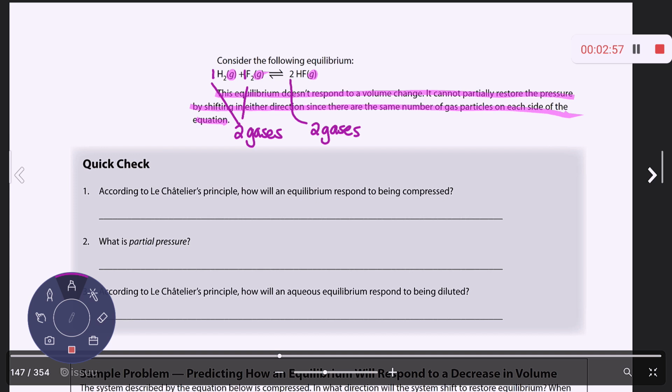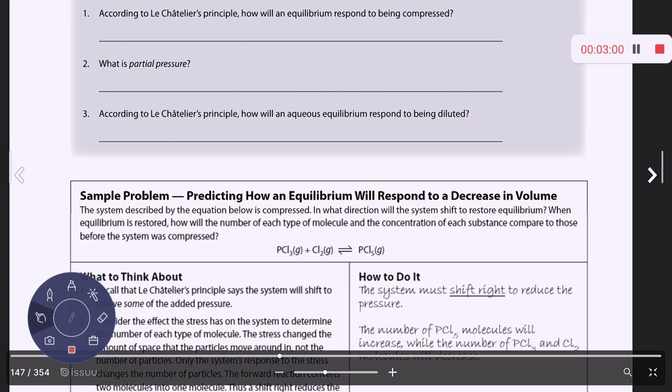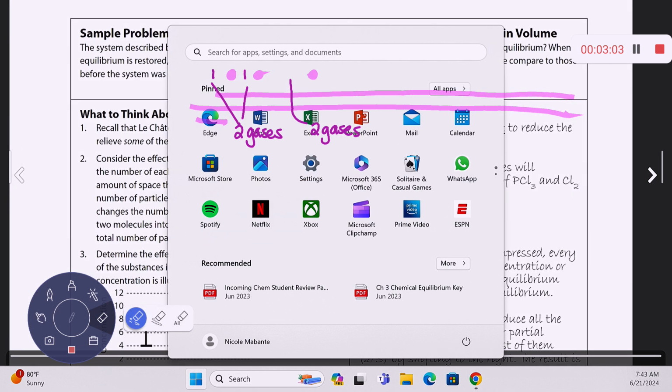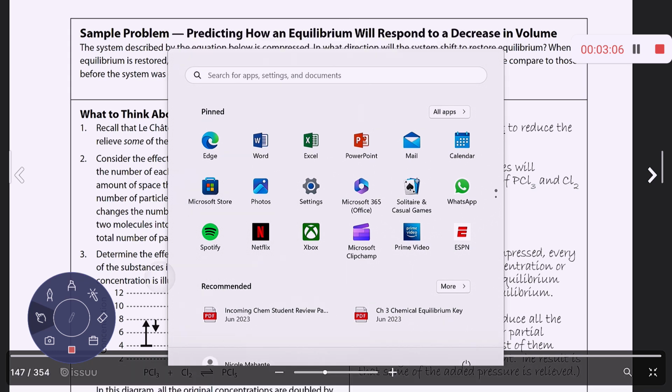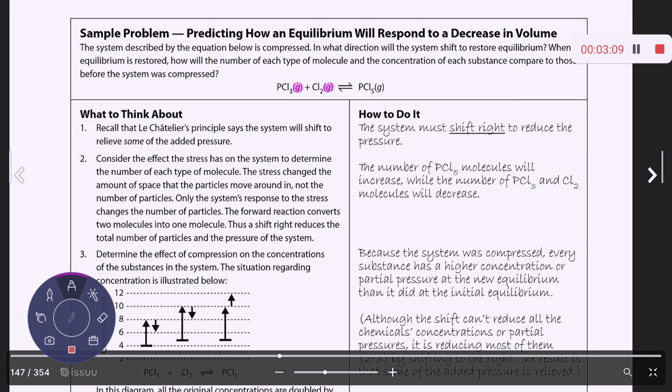Let's take a look at a sample problem. Here we've got a gaseous mixture again. I've got two gases on the reactant side, and then I have one gas on the product side. Okay, so they're going to compress this system. So a compression means that we are decreasing the volume, which will cause what to happen to the pressure?